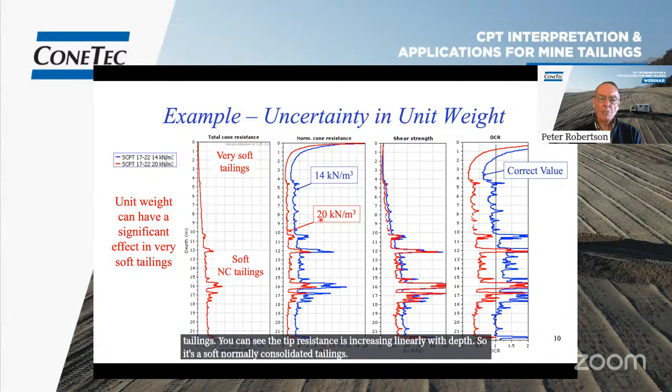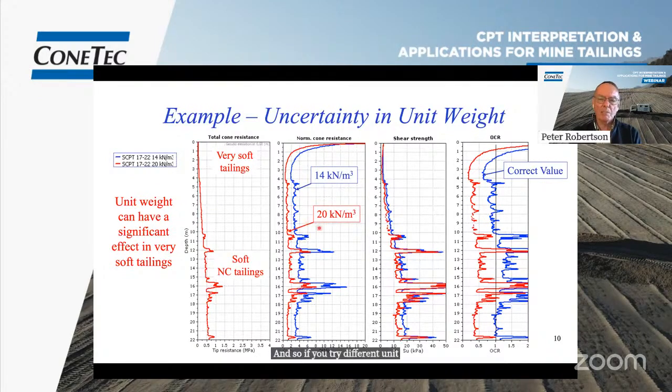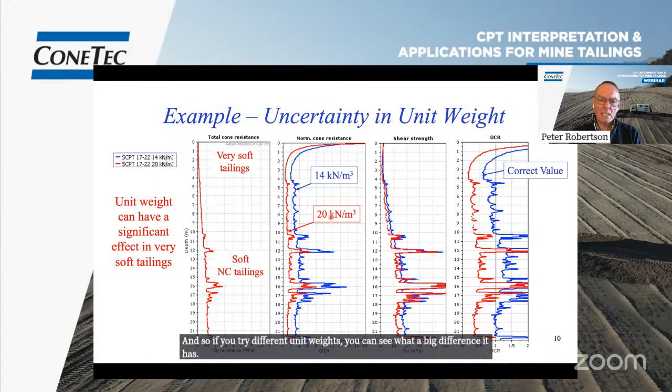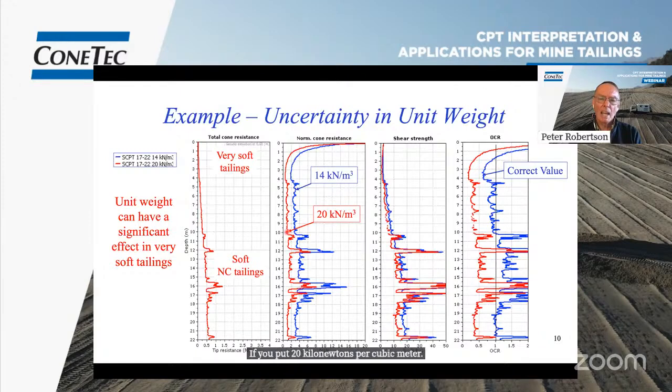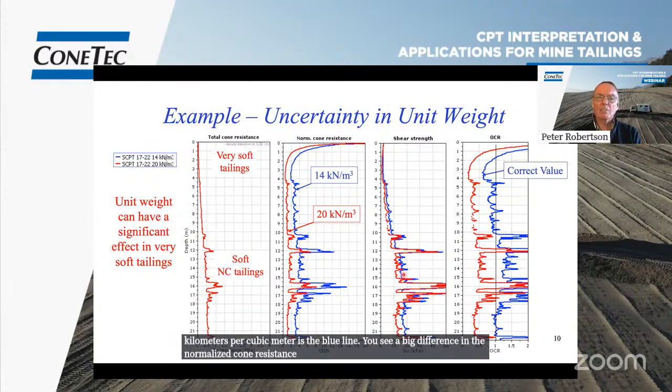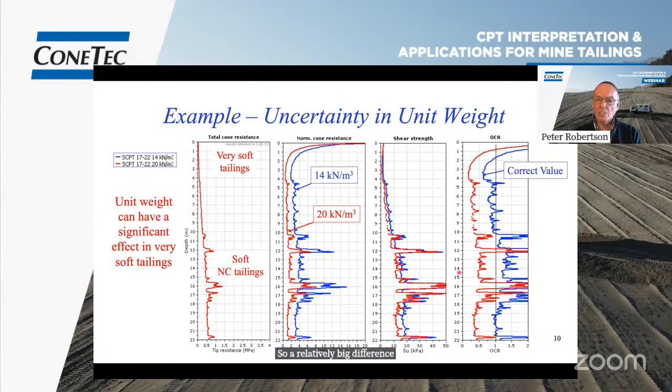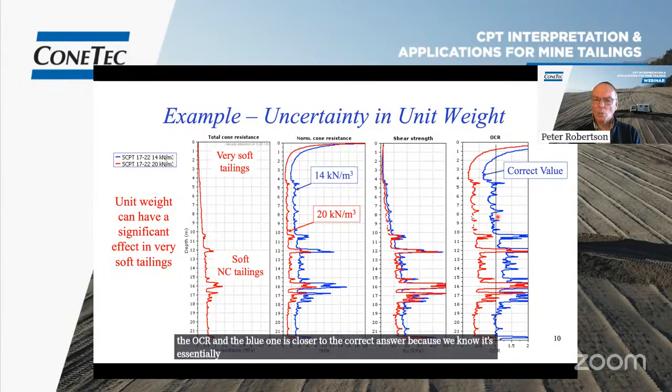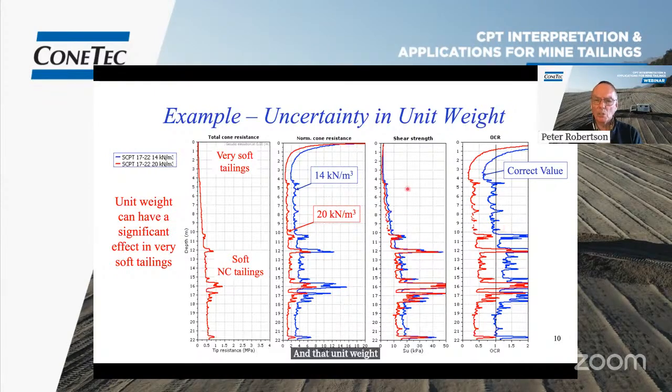And so if you try different unit weights, you can see what a big difference it has. So if you put 20 kilonewtons per cubic meter, that's the red line, and 14 kilonewtons per cubic meter is the blue line. You see a big difference in the normalized cone resistance. So a relatively big difference in the peak undrained strength. And here's the OCR, and you see a really big difference in the OCR. And the blue one is closer to the correct answer because we know it's essentially normally consolidated. So you would expect to get an OCR of about 1, and that unit weight of 14 kilonewtons per cubic meter gives us roughly the right answer.